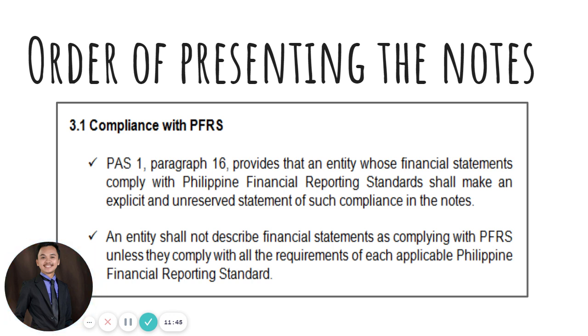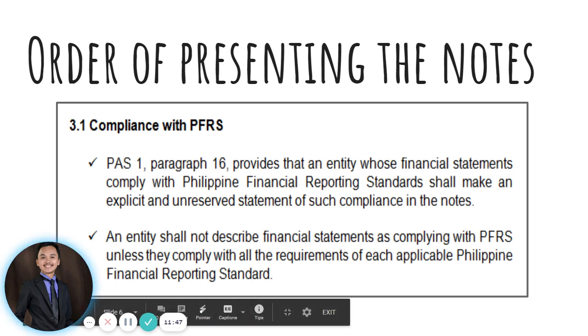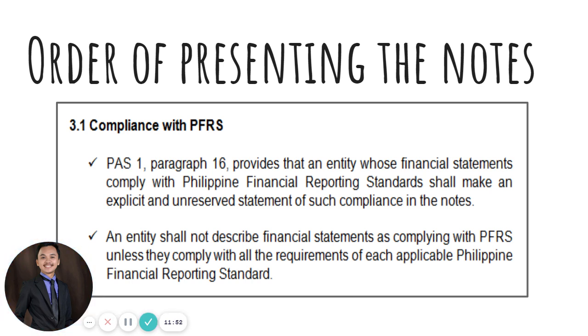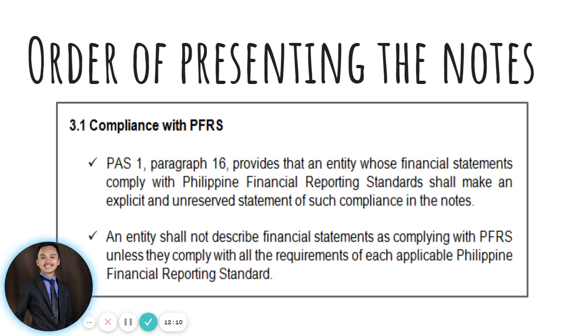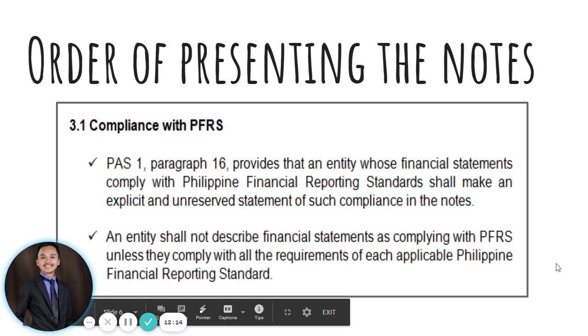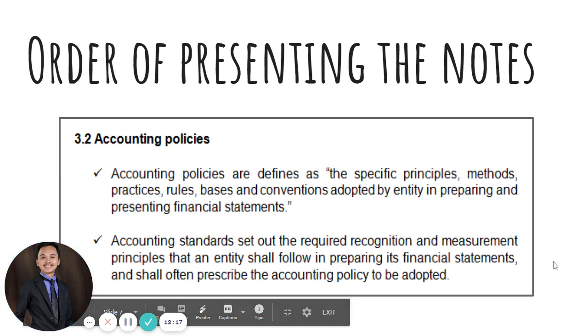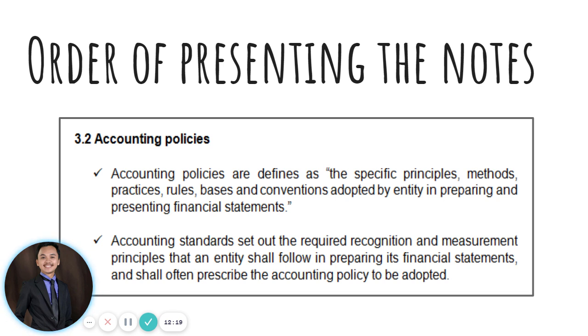All right? So it doesn't mean that just because you have followed a particular standard of the PFRS, you may now be considered compliant with PFRS. According to the standard, you are compliant with PFRS if all of the provisions of this framework are observed in the preparation of these financial statements. So the first item that will be disclosed in your notes to financial statements is the statement of compliance with PFRS. All right. So the second one, guys, is the summary of significant accounting policies used.